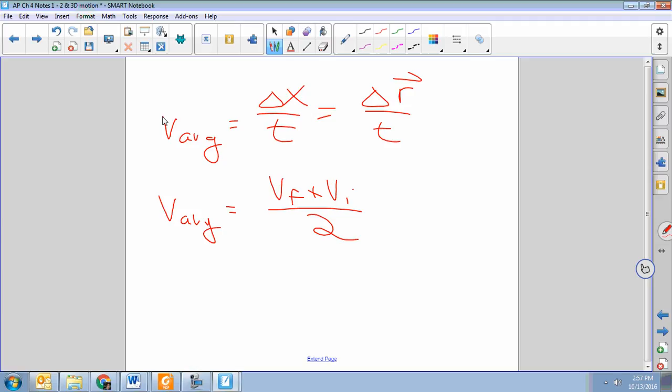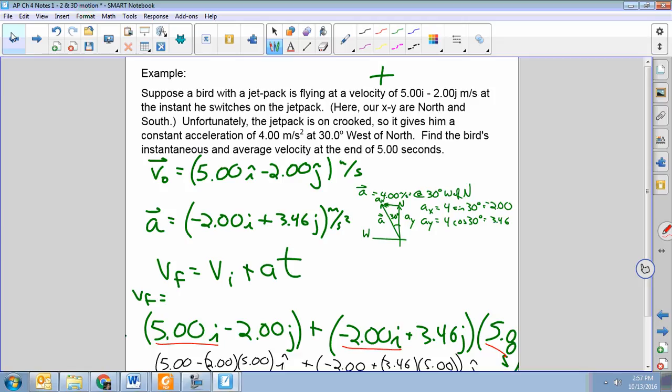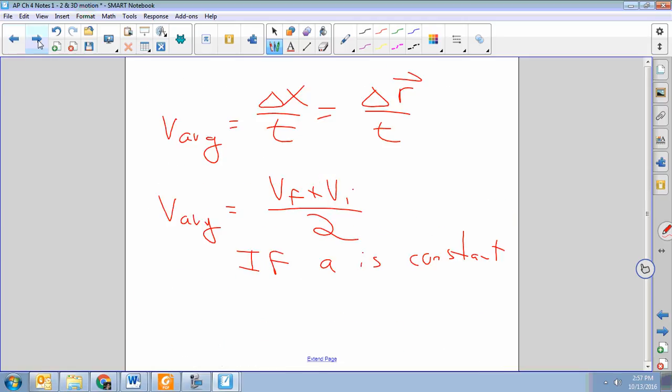So that's an equation that you can use if acceleration is constant. Is our acceleration constant? Yes. Let's see, I think it was. Our acceleration is a constant 4, right? So I just found my final velocity. I know my initial velocity, so I can literally just average them. Make sense? All right. Or you could go about it the long way, find your displacement using the 1/2 AT squared equation. That would work too.